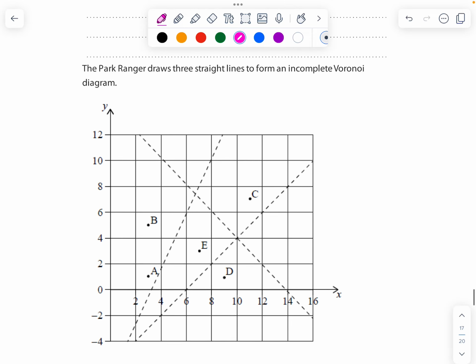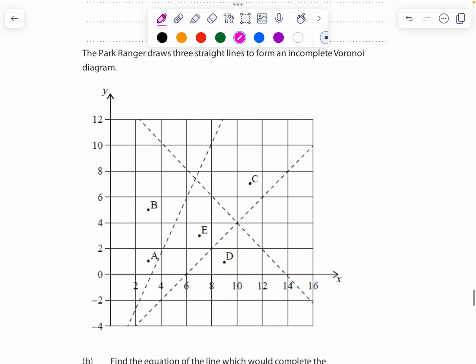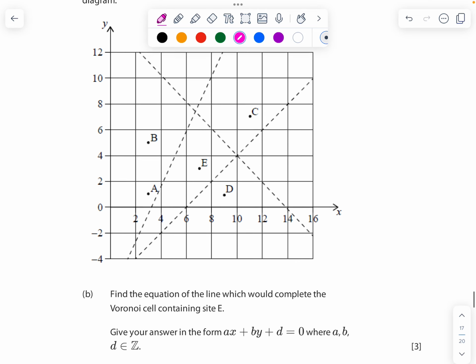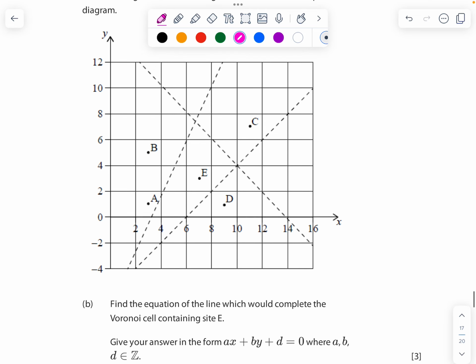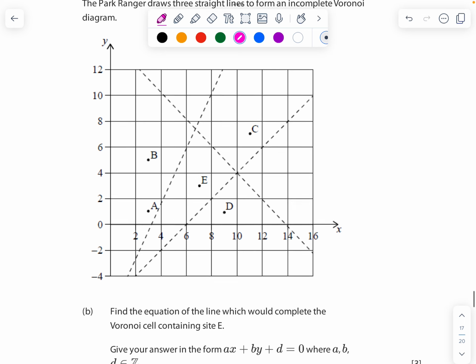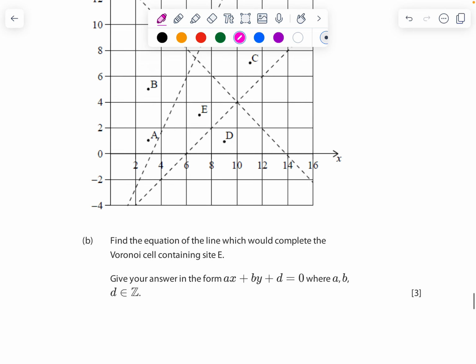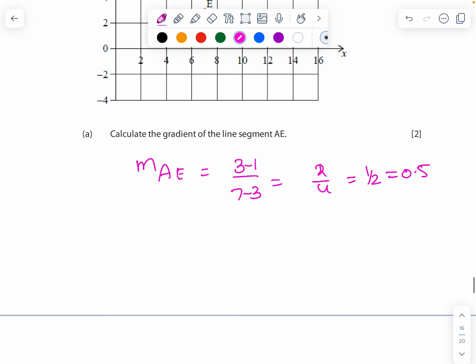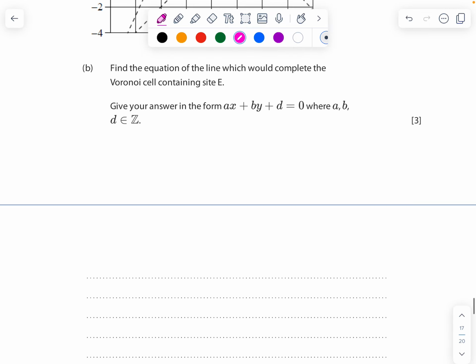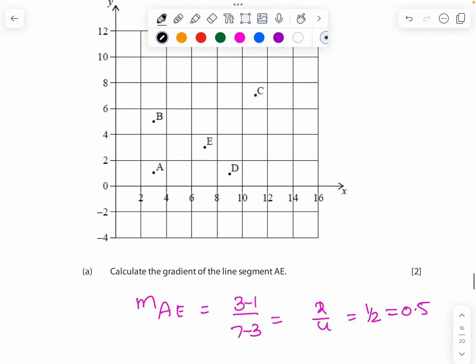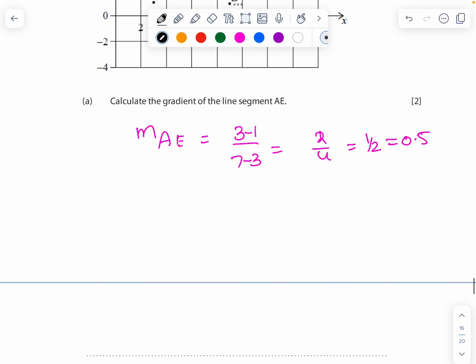Then the park ranger draws three straight lines to form an incomplete Voronoi diagram. Find the equation of a line that would complete it. So what are we going to find out? The equation of the perpendicular bisector of AE. So we came to know that the gradient is 1 upon 2. So what will be the perpendicular gradient for AE? Perpendicular gradient will be minus 2. Now it should be passing through the midpoint of AE. What was the midpoint of AE?